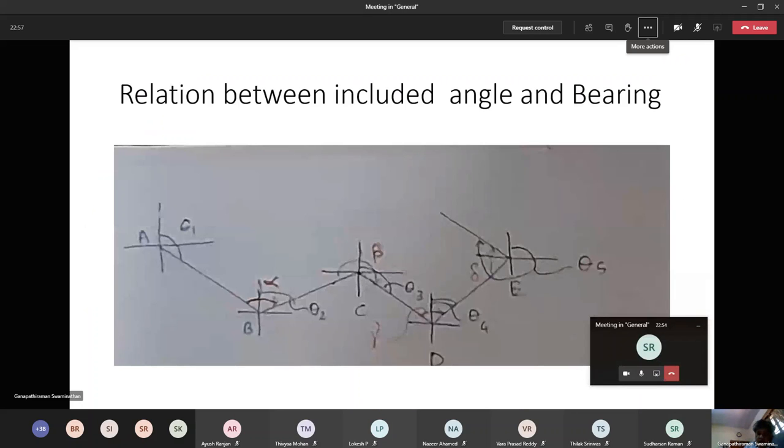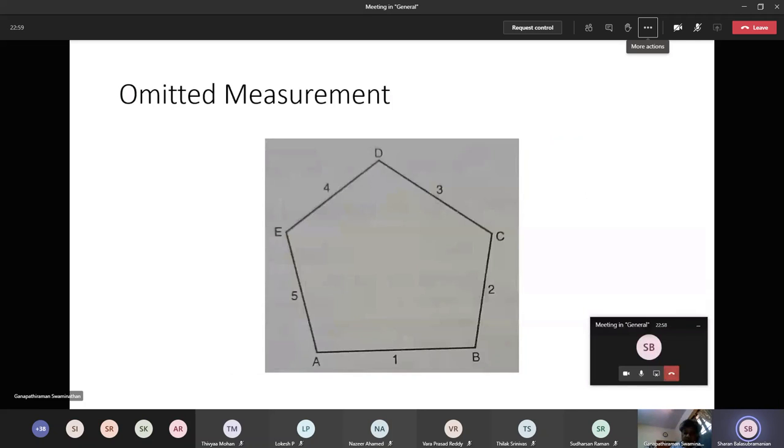Sir, the departure and the length, those lengths we can find using sigma L equal to 0 and sigma D equal to 0. Suppose I say that the length of EA and the bearing of EA have been omitted. How will you solve the problem? What you say is correct. Go ahead, please.